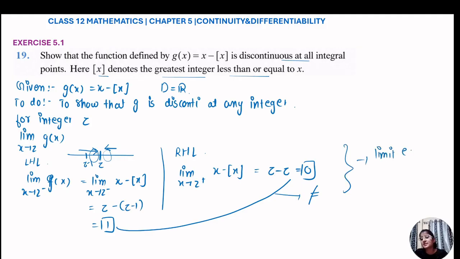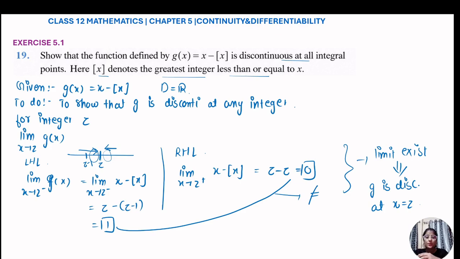If the limit does not exist, then there is no chance that the function is continuous. So from here we conclude that the function g is discontinuous at x equals z, where z is any arbitrary integer. So for any arbitrary integer, the function is discontinuous.